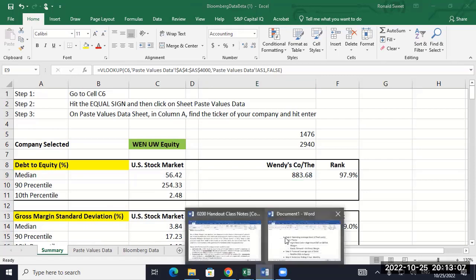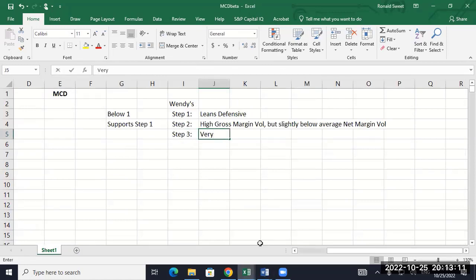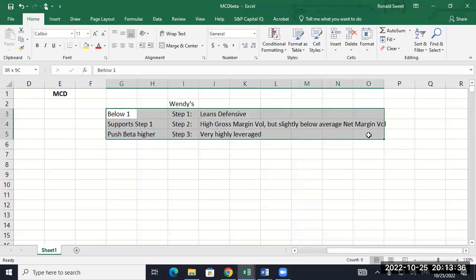So very highly leveraged. So this is going to push the beta higher. Now, since this one's kind of close to 1, it's possible you might think, well, this is a 0.9 beta company, but with all that debt, I'm going to push them to 1.2. You could do that. That could be perfectly reasonable to do. All right, so it's a discussion.